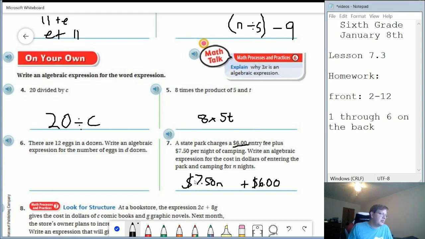You could also go ahead and do $7.50 times n plus $6. And then if we're doing the order of operations, we have to do the multiplication part first, then the addition part. And so you could also write it that way and get the correct answer.